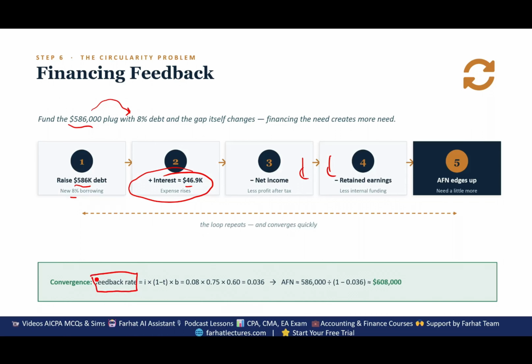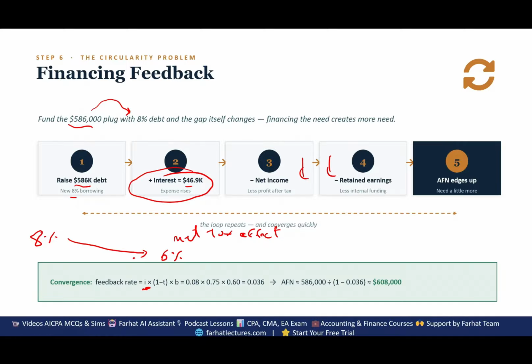We look at something called the feedback rate. How do we compute the feedback rate first? We take the interest rate we're being charged times 1 minus the tax rate. Because remember, we are being charged 8%, but interest is tax deductible. Therefore, 8% times 0.75, our rate after tax is 6%. It means after tax, the bank charges us 8%, but after the tax deduction, the net effect is 6. So we're really paying 6% on the debt, not 8.